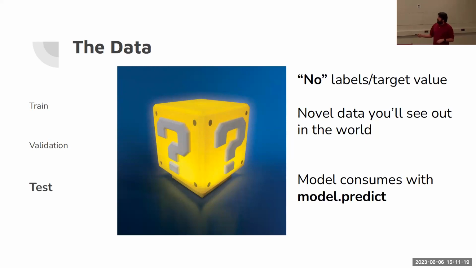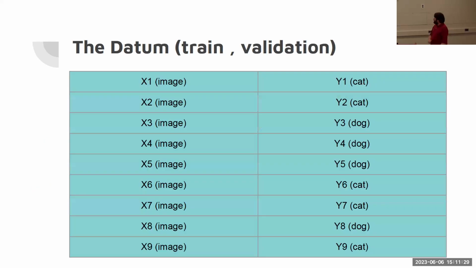So you could take novel images, feed them into model predict, it consumes it, and then it says cat, dog, or lizard if I have 3 categories, because it can be more than binary.